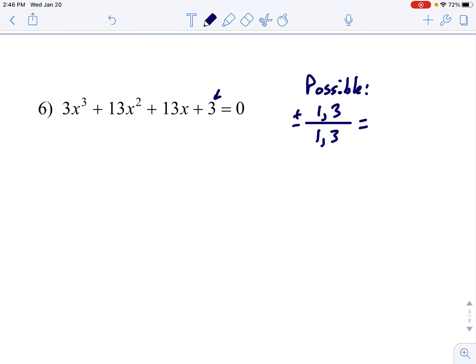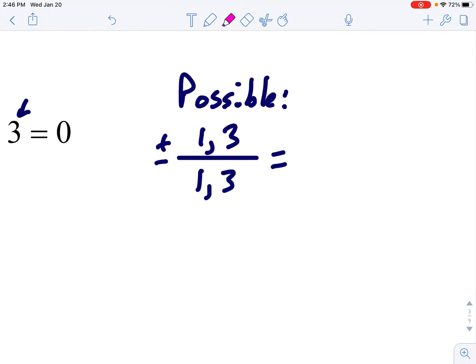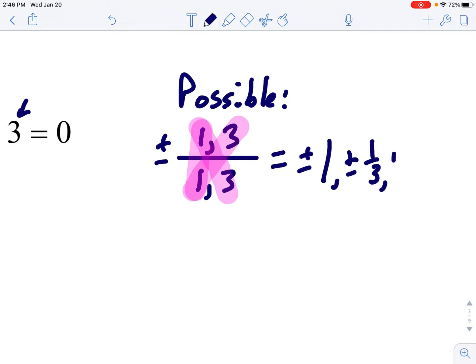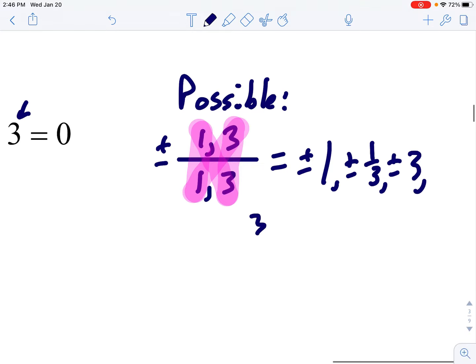Now, if we make every possible fraction out of that, we've got 1 over 1. So that's going to be 1 over 1 is 1, plus or minus. 1 over 3 is 1/3, so plus or minus 1/3. 3 over 1 is 3, so plus or minus 3. And then 3 over 3. Well, 3 over 3 just reduces to 1, which is already on the list. So you don't need to write it down twice. We're good with that. So this is our list of possible answers.